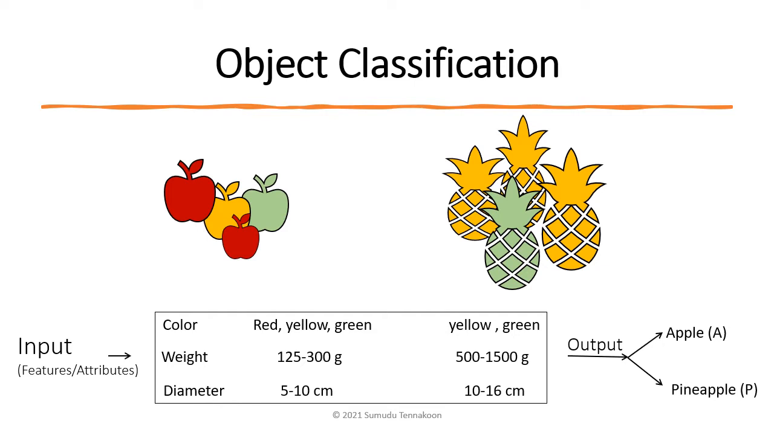Assume we build a model using these three features: color, weight, and diameter. Then for a given fruit you provide to that model, the model should output whether this fruit is an apple or a pineapple. That's basically our expectation of that model.